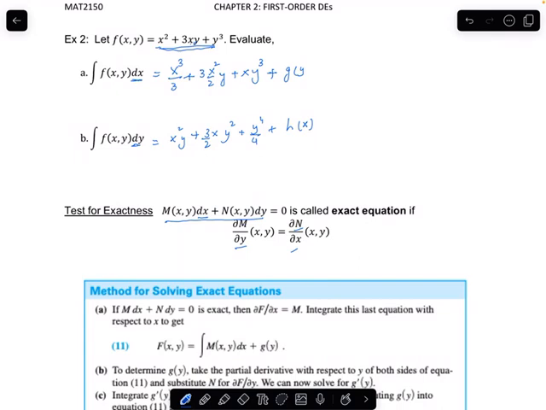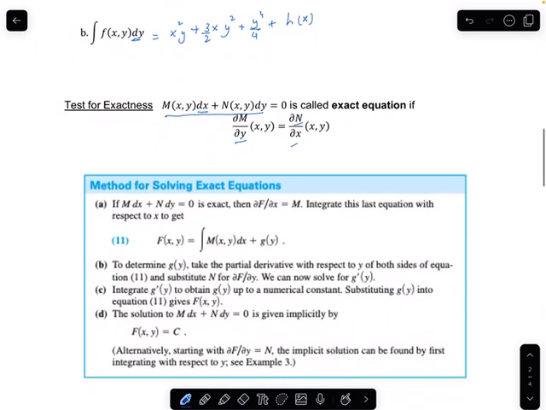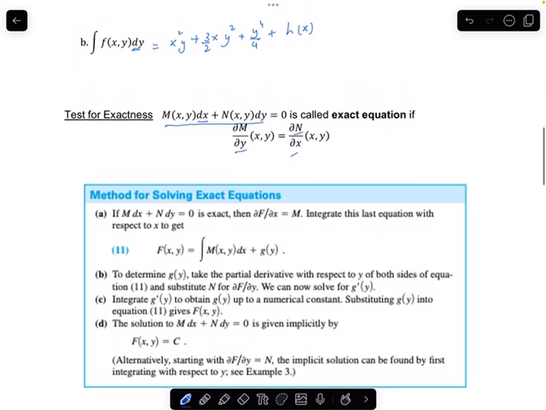And how do we solve this exact equation? So the method is written here. If you want, you may read it, but I think I will just do the example and explain. But just quickly look at the step A.